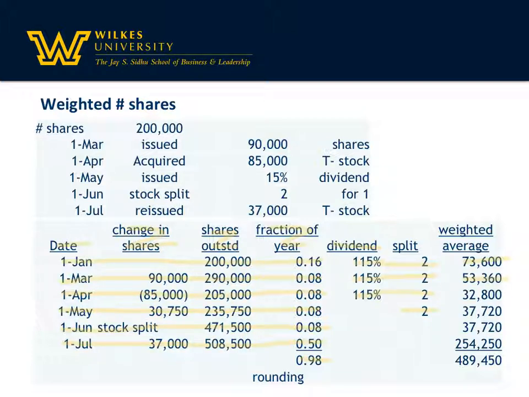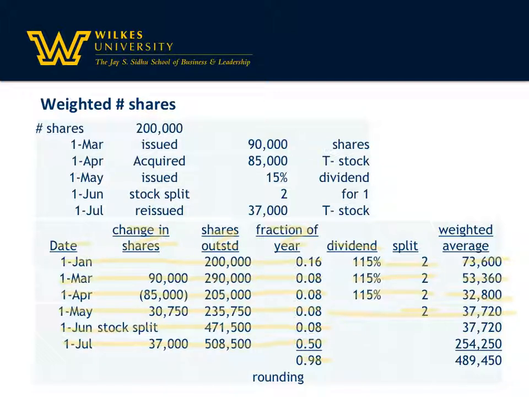Same thing with the reduction. Now we only have 205,000 shares because we had the treasury stock purchase that was affected by the dividend, and that month's weighted average would be 32,800. When we had the stock dividend, we no longer have to account for it because that was included in the shares outstanding, but it was affected by the stock split that happened the next month. So we end up with 37,720.